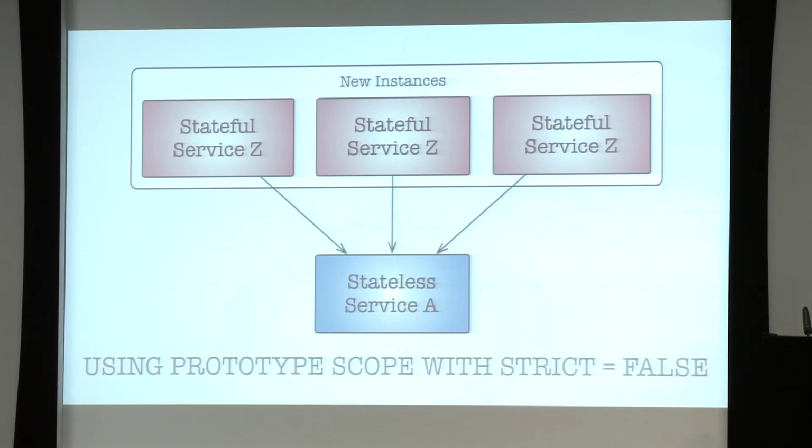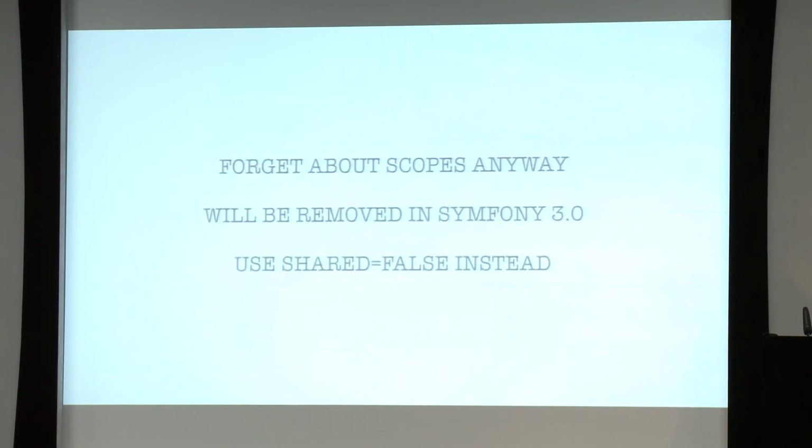So there was a hack introduced to the scope definition, which was strict equals false, which actually allows that. So what does using prototype with strict false mean? It just means we have a factory of new objects that knows how to reuse the other objects. So that's not a good way of solving that. So scope is going to be removed altogether from Symfony 3.0 because it doesn't solve any problems; the core team didn't find any problem it solves. It just introduces more problems and forces adding more workarounds to the container.